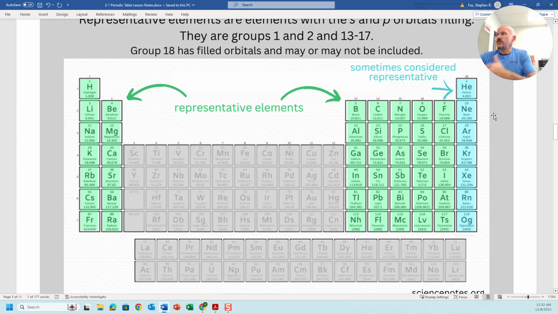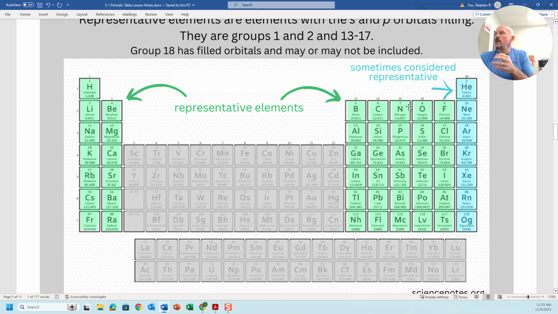Now, we need to know what's going on here and down here, but let's just talk representative versus transition. So the transition elements are the ones labeled in gray. Remember, we call this block the D block, or we also call these the transition metals, and we call these the inner transition metals. So those are the transition elements. And they're called the group B elements. The group A elements, which are the representative elements, are the ones highlighted in green. And let's include the noble gases as representative elements.